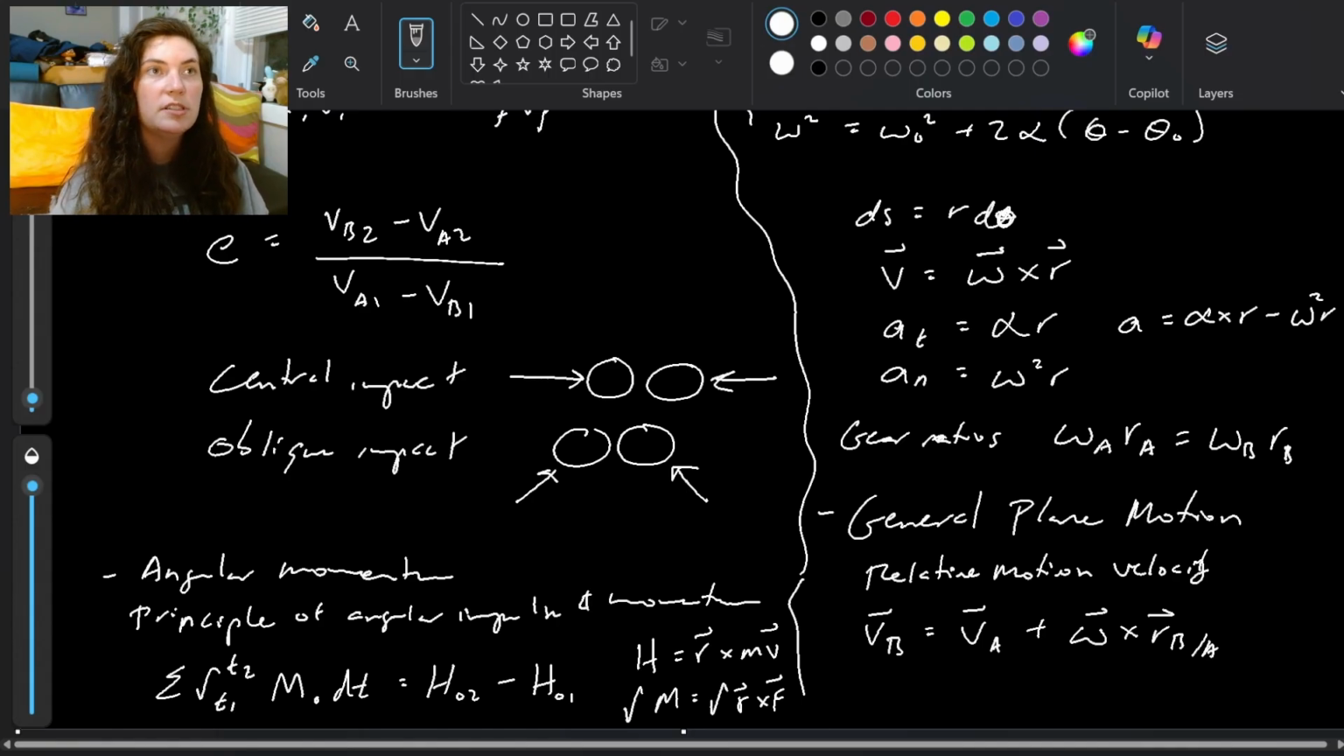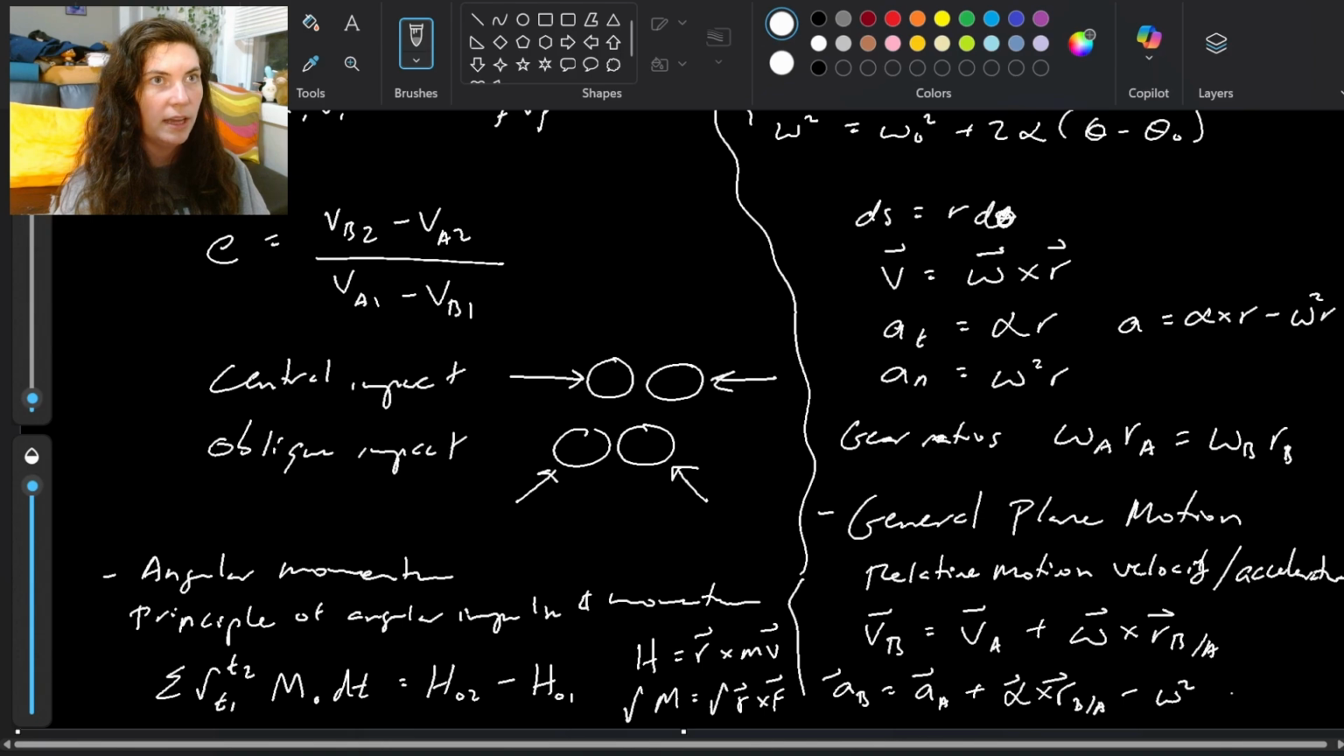And we had a very similar setup for acceleration, right? We did a relative motion of acceleration too, where we had acceleration of B equals acceleration of A plus alpha cross RB with respect to A minus omega squared RB with respect to A. And so that was the exact same kind of procedure, breaking things up into Cartesian form, putting those vectors in, separating out i's and j's, and then solving for your unknowns.